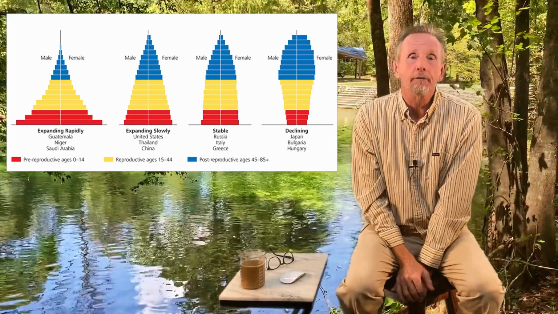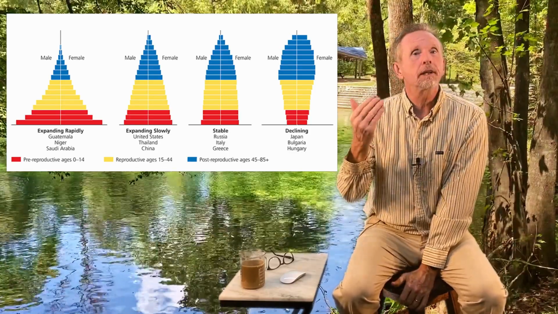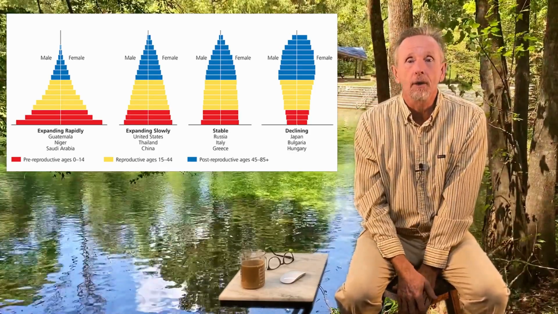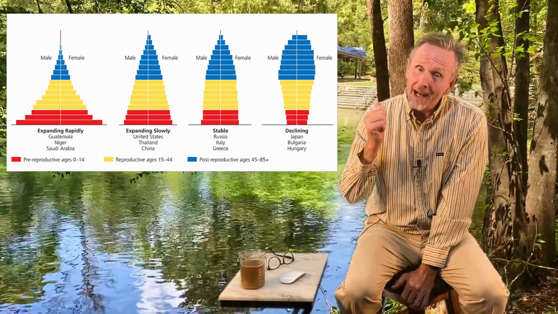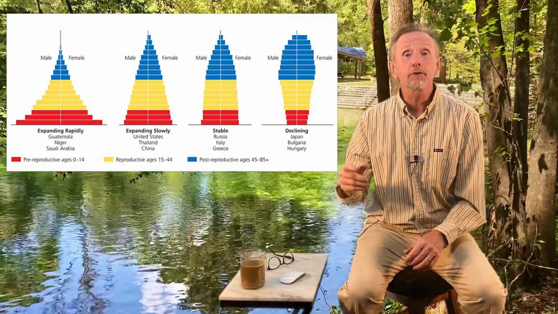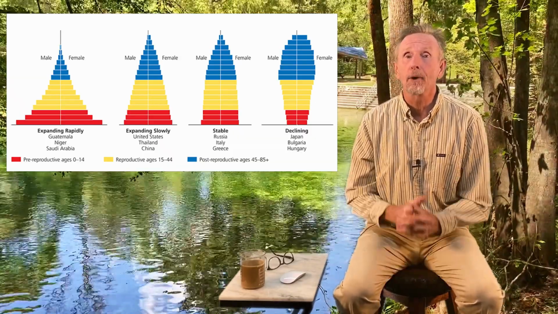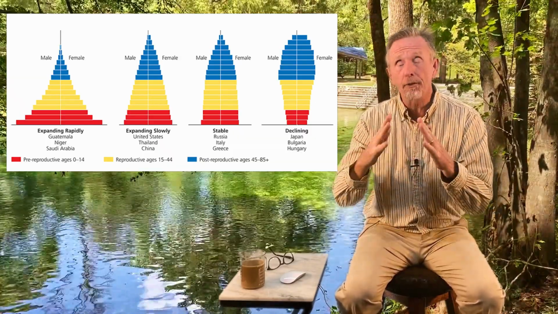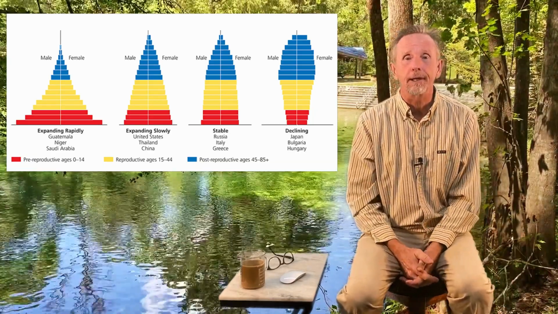The second one over is expanding slowly. Constant expansion, but fairly slow. The United States tends to fit this. Thailand fits this. China fits this currently. China used to have the earlier one, but we're going to look at them as a case study of what they did to control population growth, and it has put them into this slowly increasing shape.